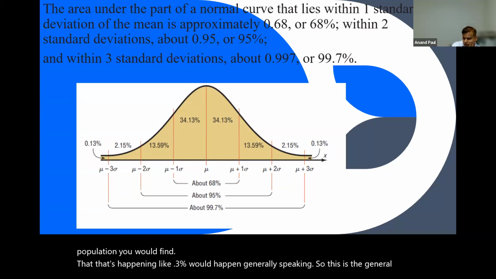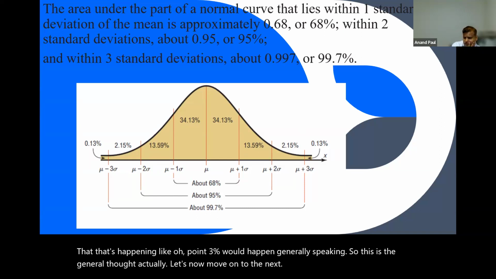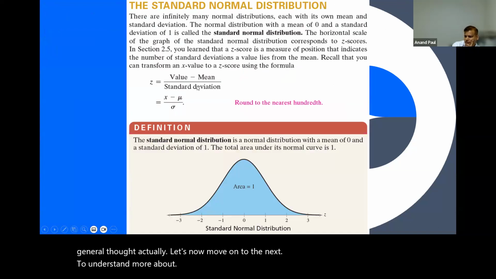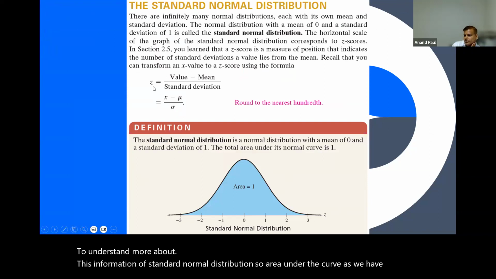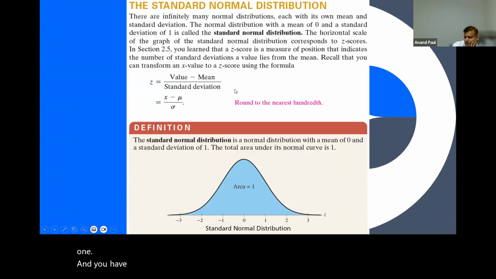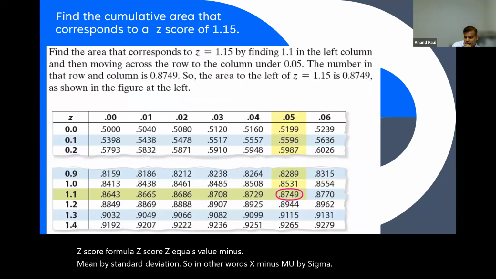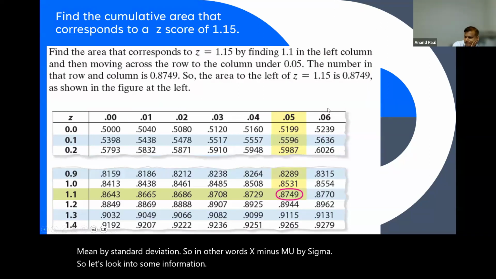Let's now move on to understand more about this information of standard normal distribution. The area under the curve, as we have seen, is 1. And you have the z-score formula, where z equals the value minus the mean, divided by the standard deviation. In other words, z = (x - mu) / sigma. So let's look into some information on this.